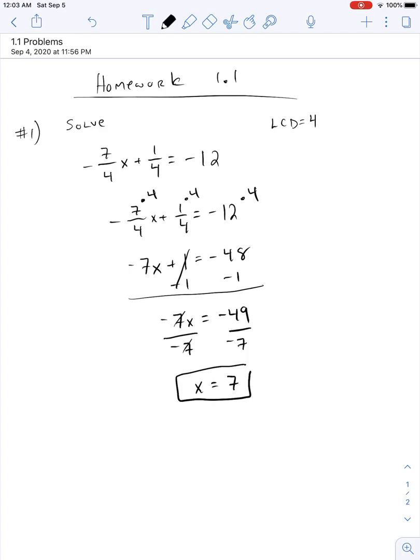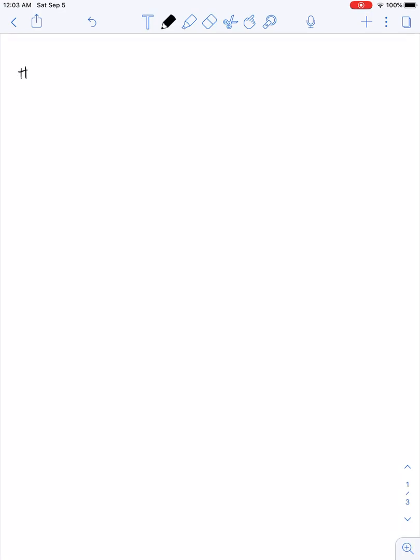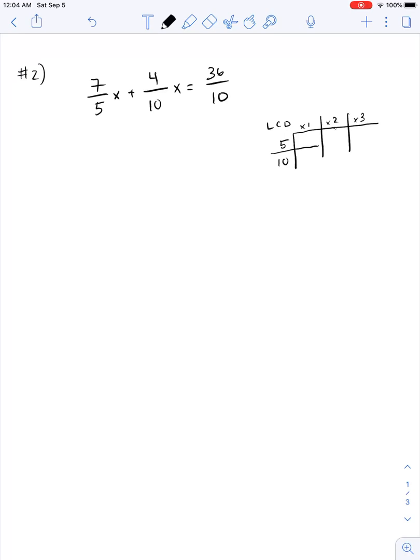Let's take a look at our next one. Number 2, same but a little different, right? We have 7 over 5x plus 4 over 10x equals 36 over 10. A little different just because of the fact that now we have some different denominators. But don't forget how you find LCDs, right? We have 2 different denominators, and you're finding the multiples of them. Times 1, times 2, times 3, and you keep going until you find a number that's in common. Here it's pretty quick.